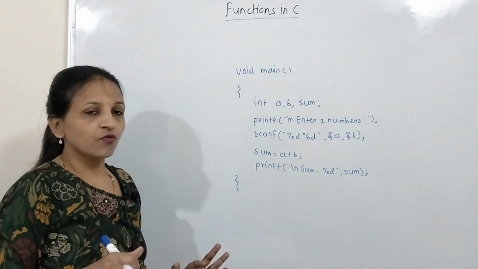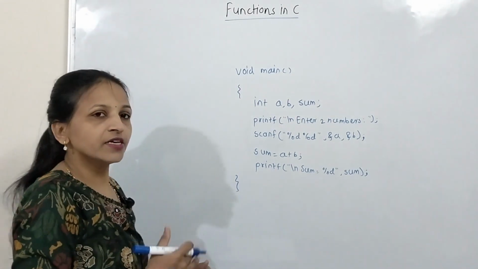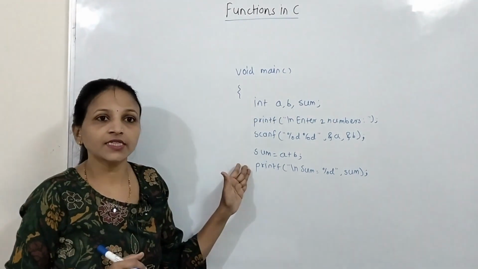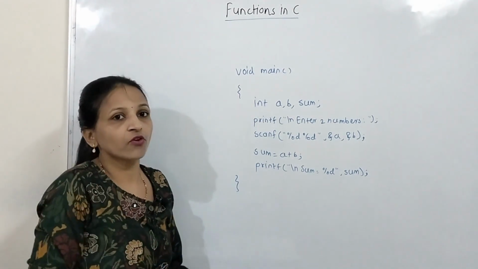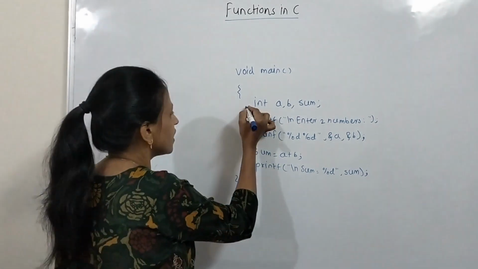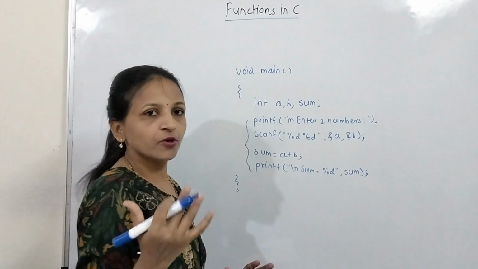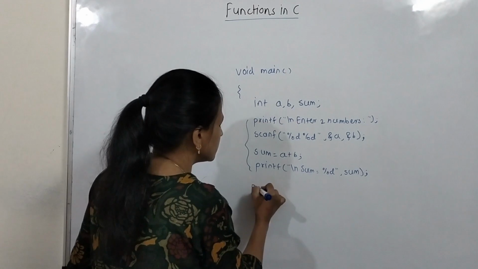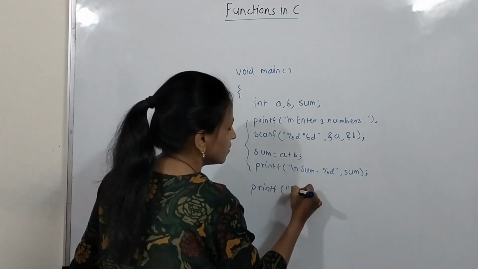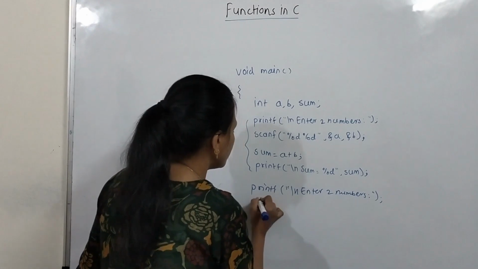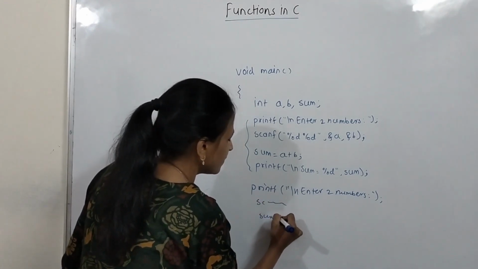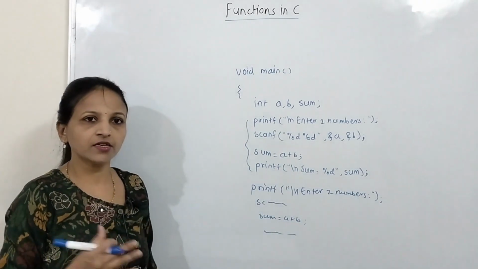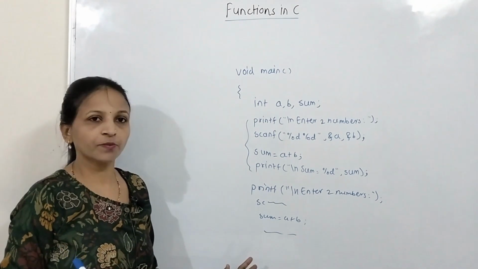But I want to do this addition again and again repeatedly in my program. That means I have to write these statements again and again wherever we want this addition. I want to do this thing 5 number of times. What will I write? I have to again write printf enter two numbers, then again scanf, again sum equals a plus b, again printf that sum. I will repeat this task again and again. I will write this 5 number of times.